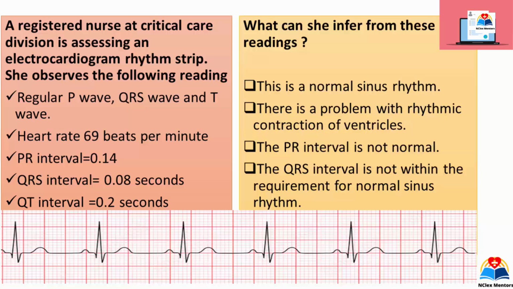A registered nurse in the Critical Care Division is assessing an electrocardiogram rhythm strip. She observes the following reading. What can she infer from these readings? Your options are: this is a normal sinus rhythm; there is a problem with rhythmic contraction of ventricles; the PR interval is not normal; the QRS interval is not within the requirement for normal sinus rhythm. As I told you earlier, you can pause the video now.